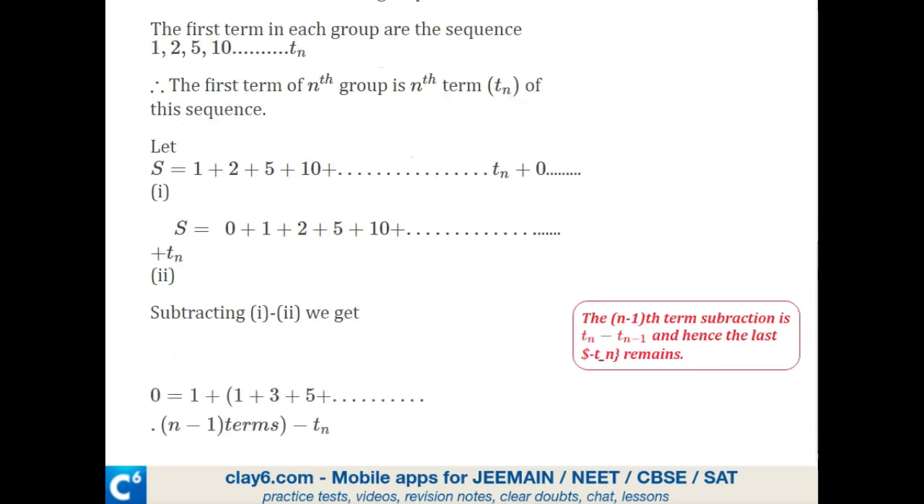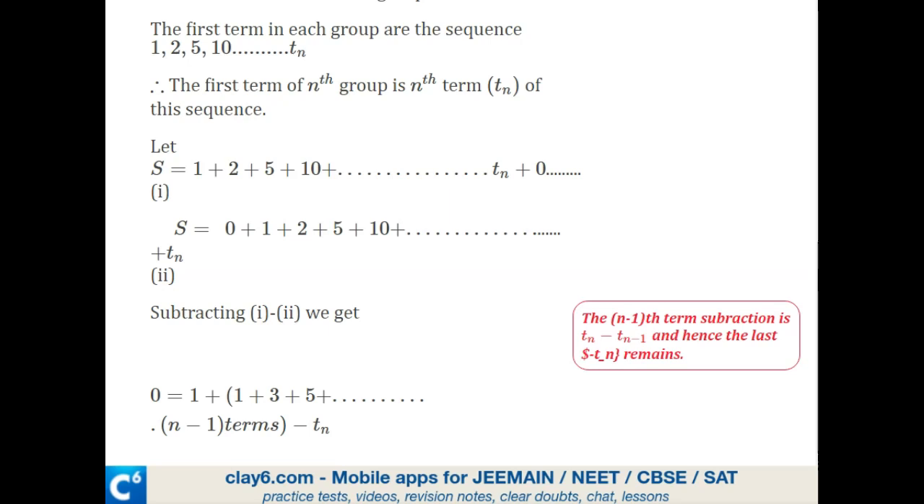So when we subtract, we are going to end up with 0 on the left hand side, 1 minus 0, which is just 1. Then there is 2 minus 1, 1, 5 minus 2, 3, 10 minus 5 is 5, and so on if you look at it. And then the last but one term is going to be Tn minus 1. And then you have 0 minus Tn, which results in a minus Tn. We're going to keep it like that. We are not going to cancel the Tns.